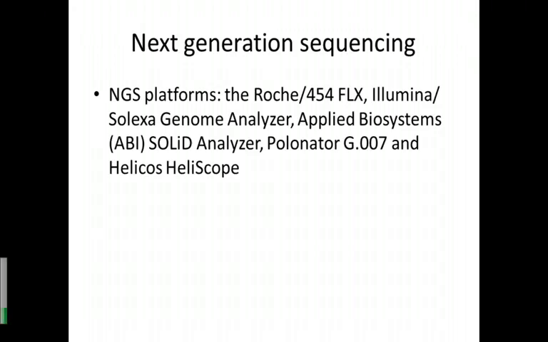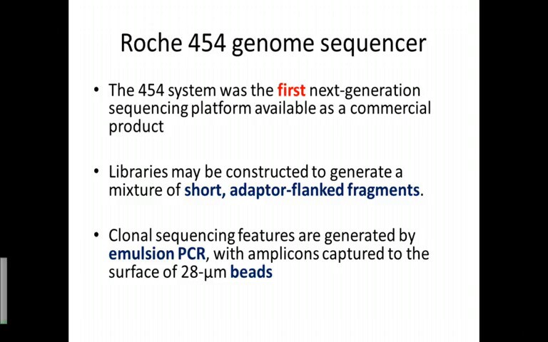So we'll go through one platform by one platform. We'll start off by going into 454, or the platform developed by Roche. The 454 system was the first next generation sequencing platform available as a commercial product. They generate their templates by using emulsion PCR.